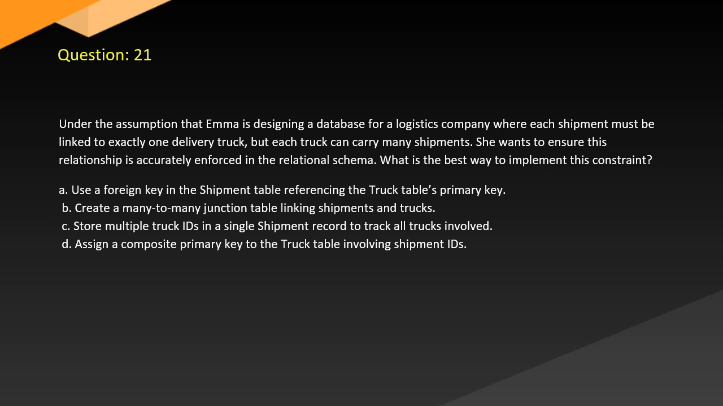Question 21. Under the assumption that Emma is designing a database for a logistics company where each shipment must be linked to exactly one delivery truck, but each truck can carry many shipments, she wants to ensure this relationship is accurately enforced in the relational schema. What is the best way to implement this constraint? A. Use a foreign key in the shipment table referencing the truck table's primary key. B. Create a many-to-many junction table linking shipments and trucks. C. Store multiple truck IDs in a single shipment record to track all trucks involved. D. Assign a composite primary key to the truck table involving shipment IDs.